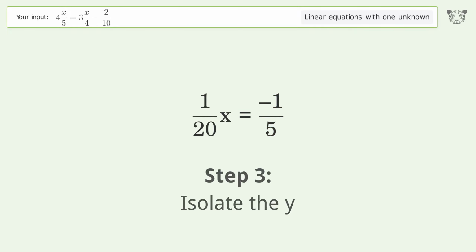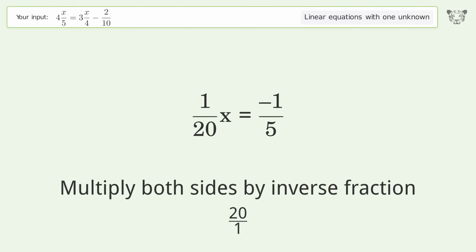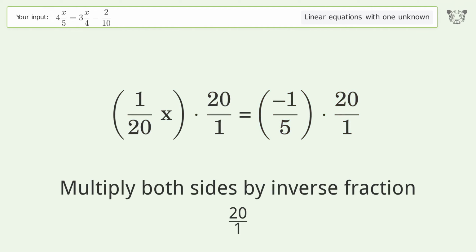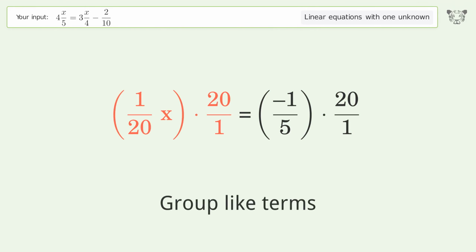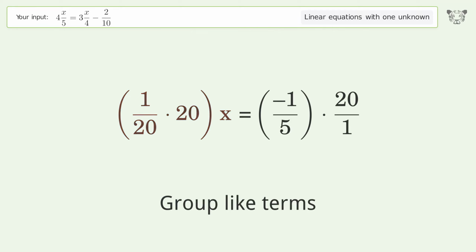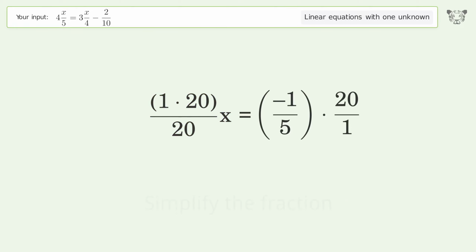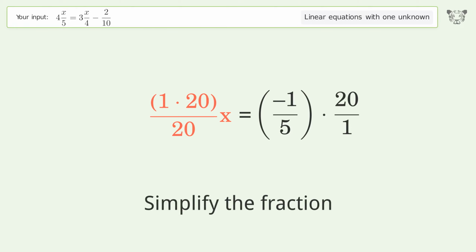Isolate the y. Multiply both sides by inverse fraction 20/1. Group like terms. Multiply the coefficients. Simplify the fraction.